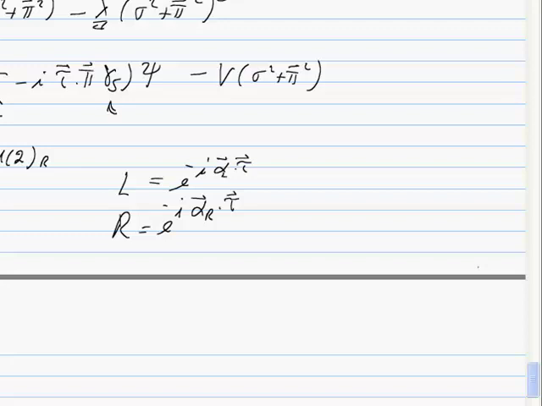And then the sigma minus i tau dot pi, no gamma 5, goes to sigma prime minus i tau dot pi prime, which is L (sigma minus i tau dot pi) R dagger.